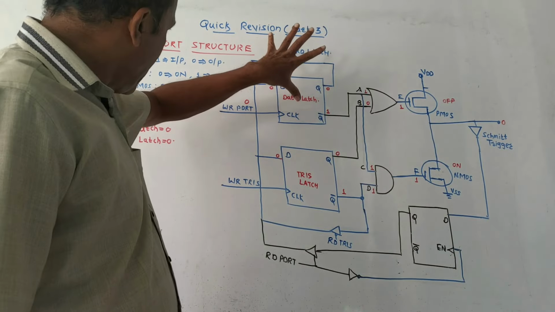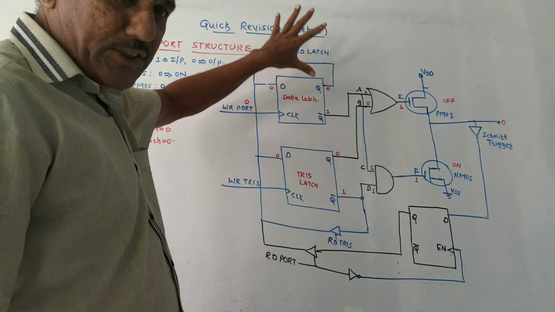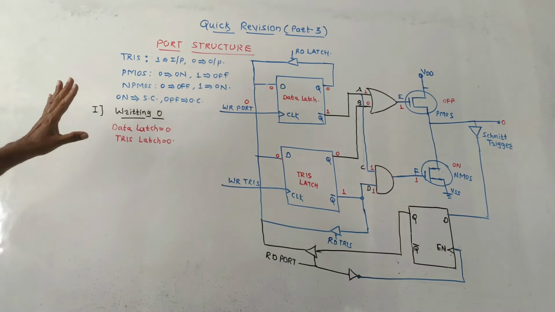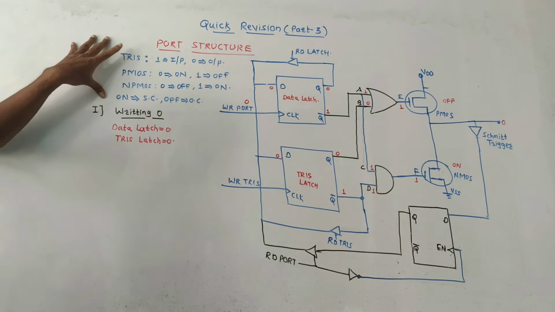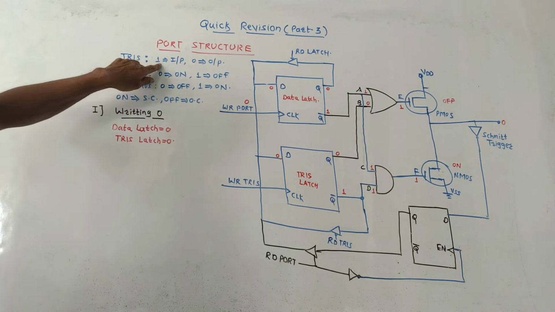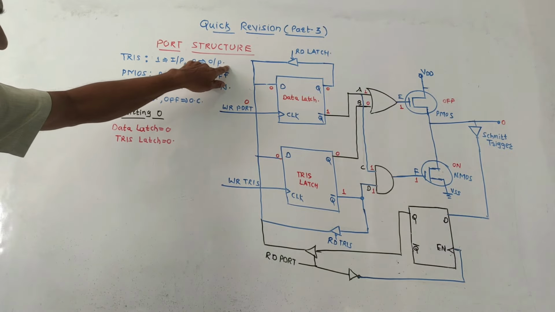Draw the diagram of port structure of PIC 18F and explain its operation using SFR, special function registers. You need to remember some basic points, like there is one command which is TRIS. If TRIS is 1, it indicates input. If it is 0, it indicates output.